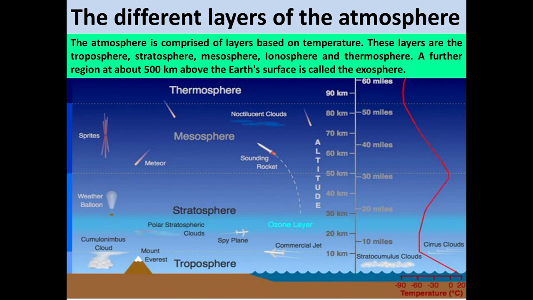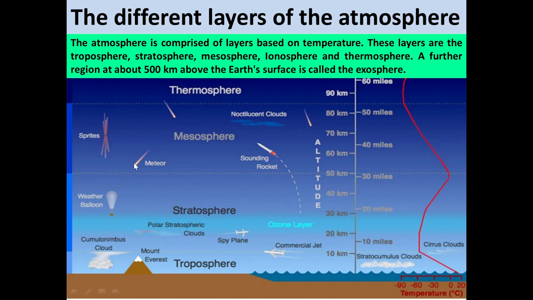Okay, the different layers of the atmosphere. The atmosphere is comprised of layers based on temperature, and these layers are troposphere, stratosphere, mesosphere, ionosphere and thermosphere. A further region at about 500 km above the earth's surface is called the exosphere.